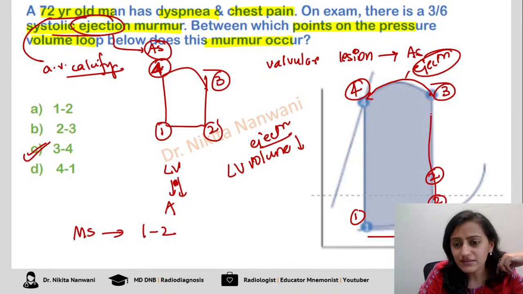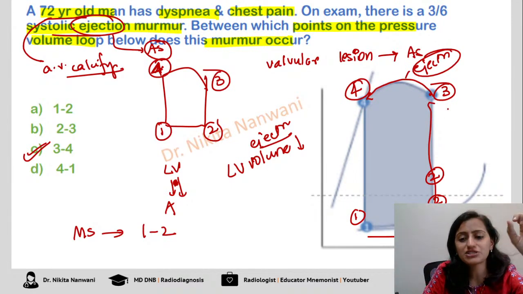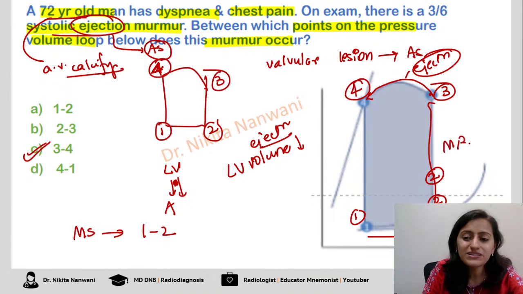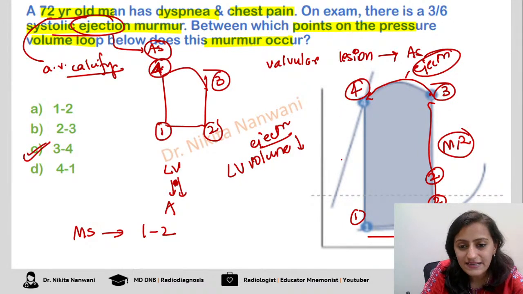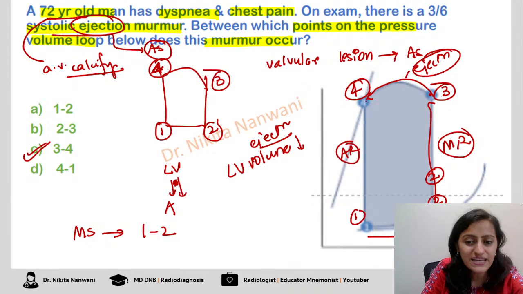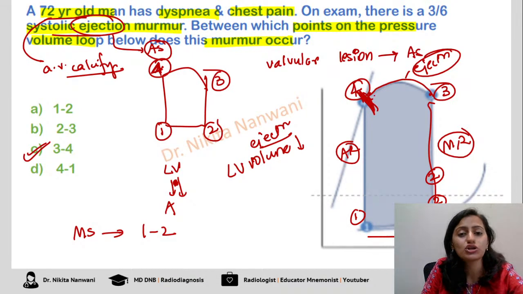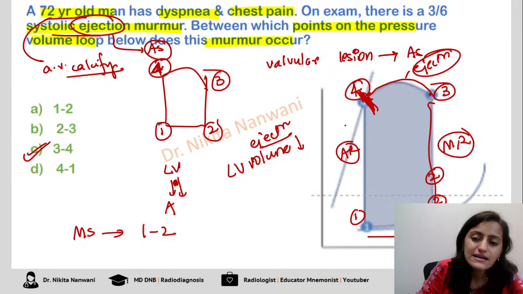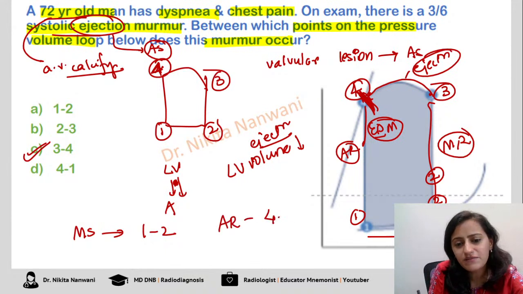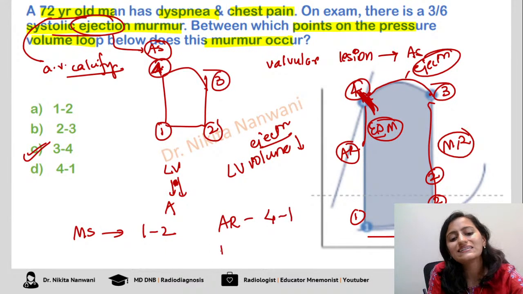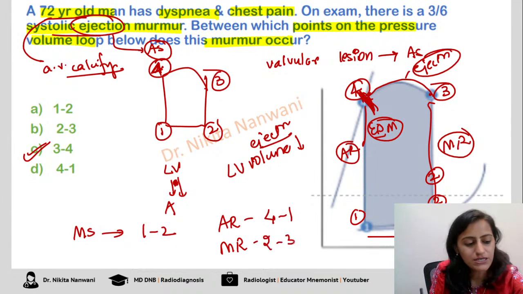2 to 3, this is your isovolumetric contraction phase. That is the point mitral regurgitation happens. The increase in the pressure sends the blood back to the left atrium. And this is the point where there will be aortic regurgitation. The aortic valve should close here, but it is not closing. So the blood going back, that's basically your early diastolic murmur, right? So aortic regurgitation will be 4 to 1 and the mitral regurgitation will be 2 to 3.